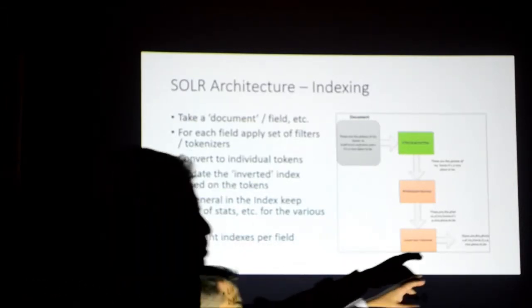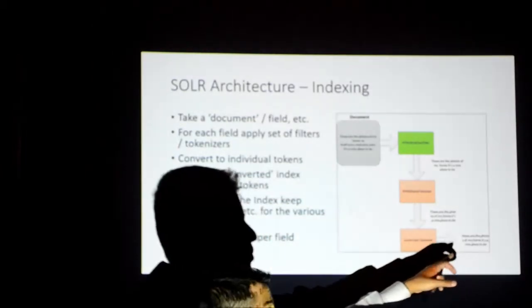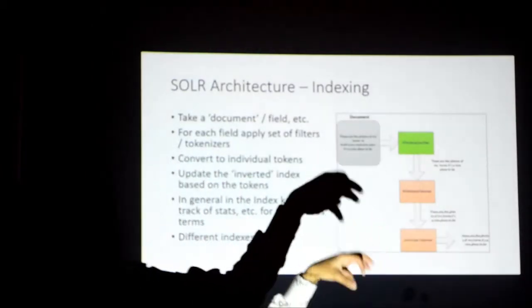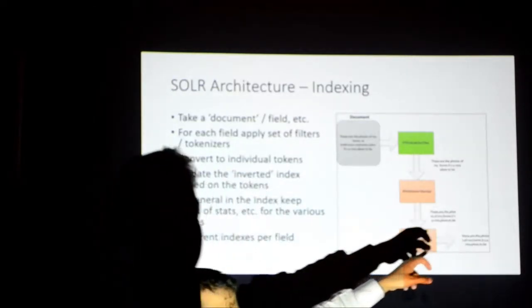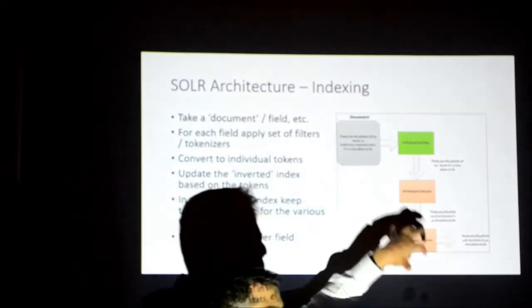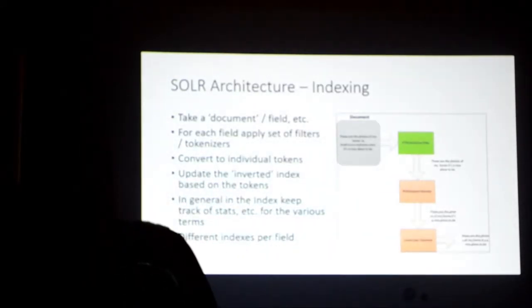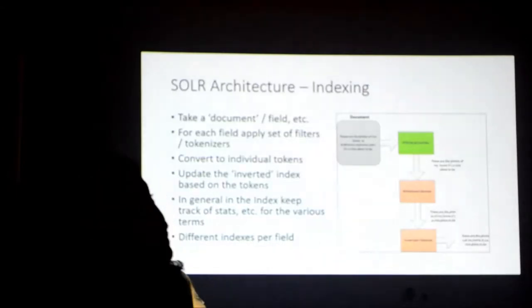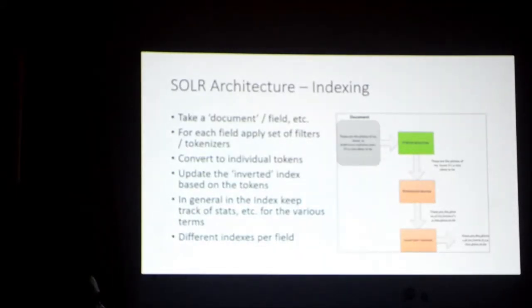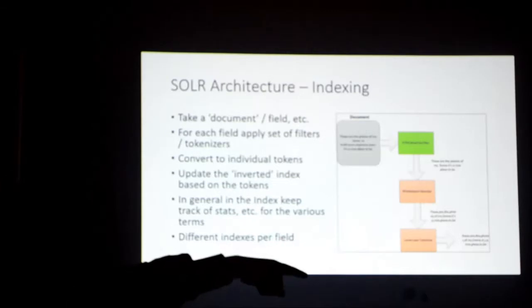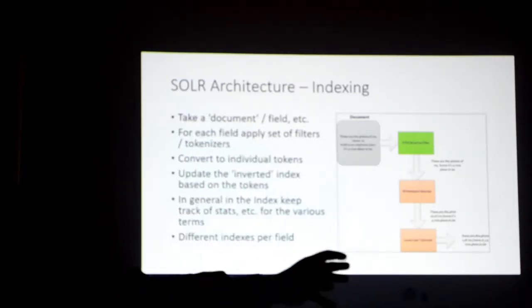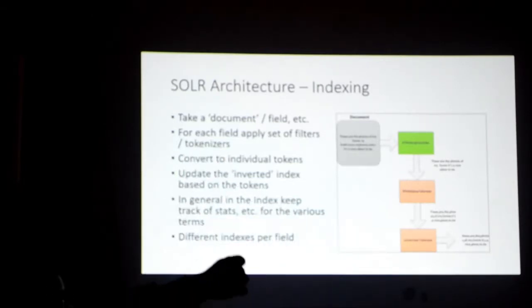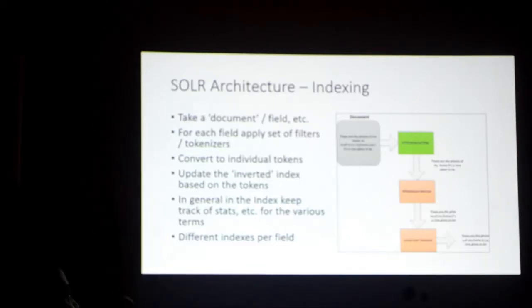Then after I've created my final set of tokens, for each of these tokens, it'll go back and insert this document into the reverse index, right? Wherever the token's index is stored, this document will get added to that index as well. So basically it updates the inverted index based on the tokens. How you get from a field to a token, you can decide, and it's very configurable. They have these sets of filters and tokenizers, you get to a set of tokens, and then you add it to the inverted index.